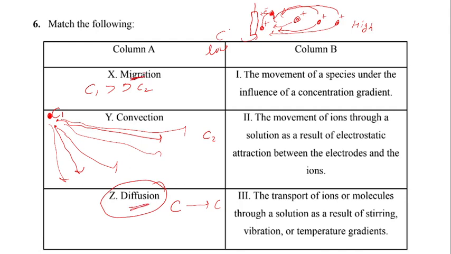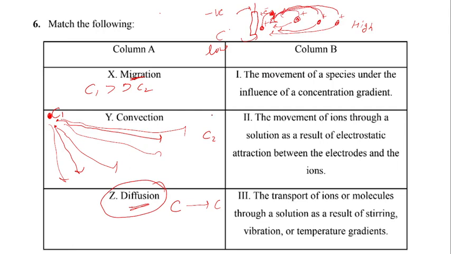Then migration. What is the meaning of migration? This is the negatively charged electrode, and these ions are positive. Because these ions have the opposite charge to the electrode, they will be attracted by this electrode, and they will move toward the electrode. This is the second phenomenon.